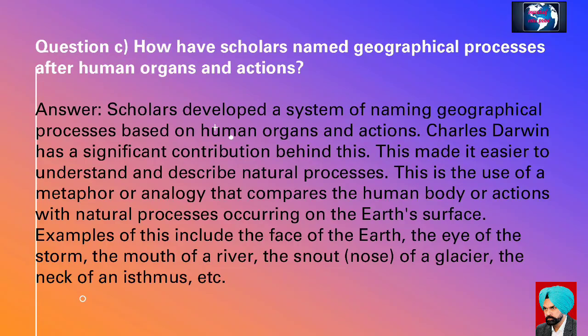Charles Darwin has a significant contribution behind this. This made it easier to understand and describe natural processes. This is the use of a metaphor or analogy that compares the human body or actions with natural processes occurring on the Earth's surface. Examples of this include the face of the Earth, the eye of the storm, the mouth of a river, the snout-nose of a glacier, the neck of an isthmus, etc.